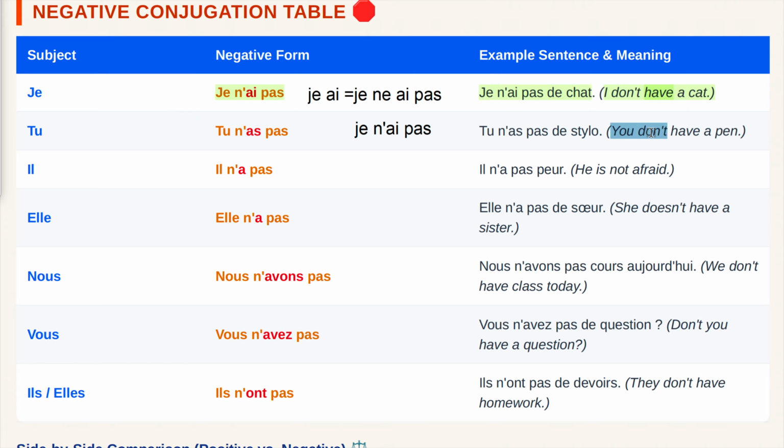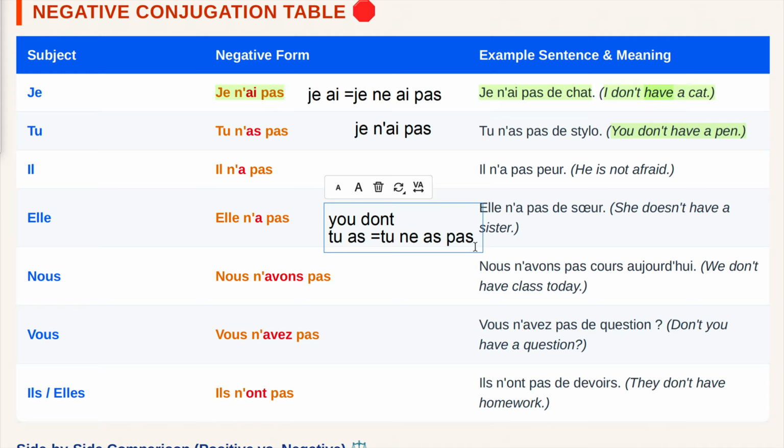Next is you don't have a pen. Try to write this down. Don't write down the word for pen exactly if you don't know the vocabulary; write down just you don't have. Let me tell you how it's made. For the informal we use tu as, right? So what does the negative sandwich rule say? That a is your auxiliary. You have to use ne before as and pas after as. So it becomes tu ne as pas.